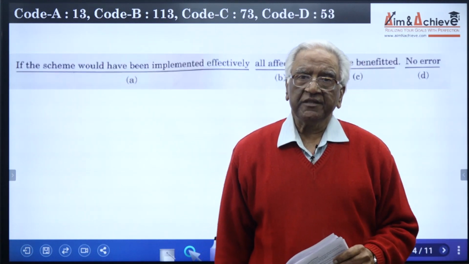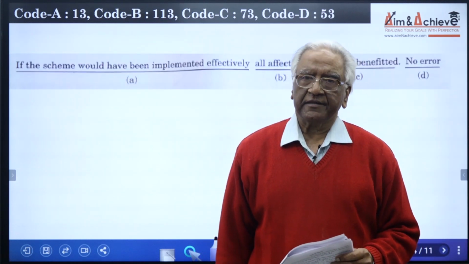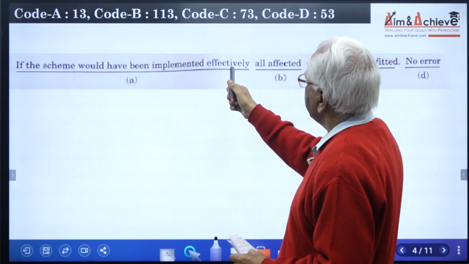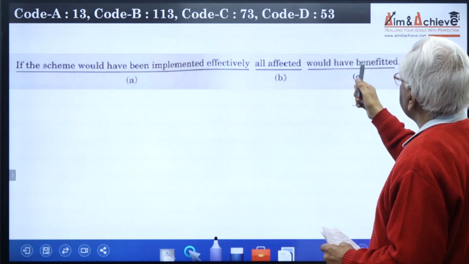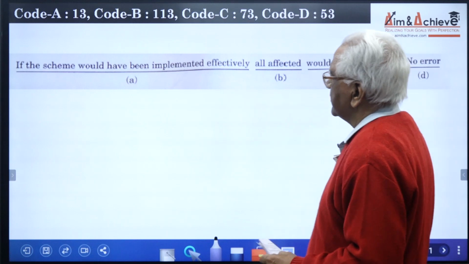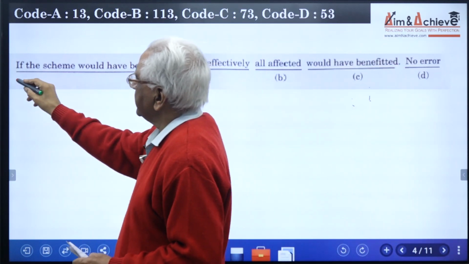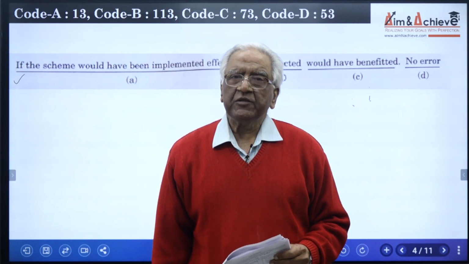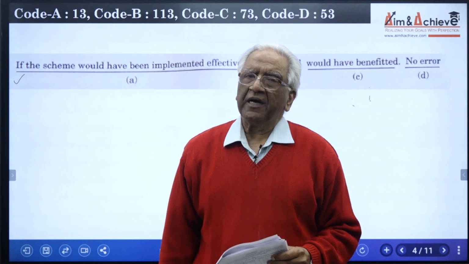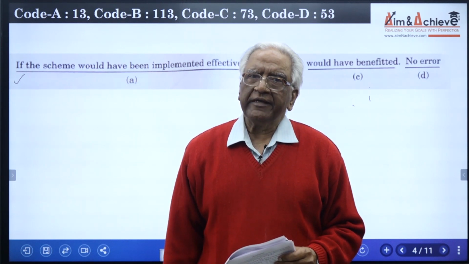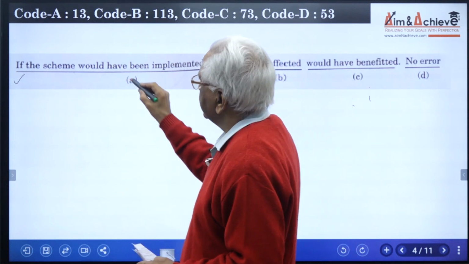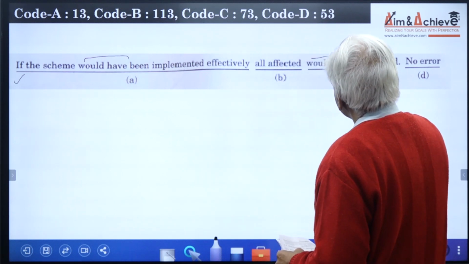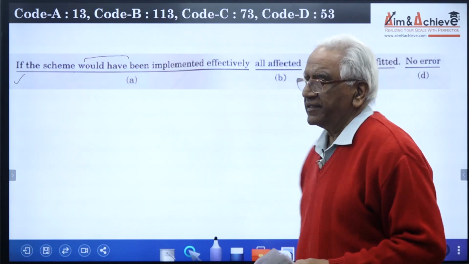Let us do the third question in this section of spotting errors. The sentence is, if the scheme would have been implemented effectively, all affected would have benefited. No error. A simple thing will show that the sentence starts with a conditional. One normal rule for a conditional is, please do not use two modals in the two parts of the sentence. Try to keep the modal only in one part. Here we can see it is would have, and here he says would have. That means obviously there is an error in the sentence.